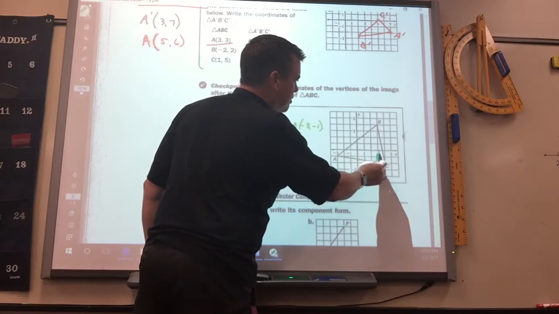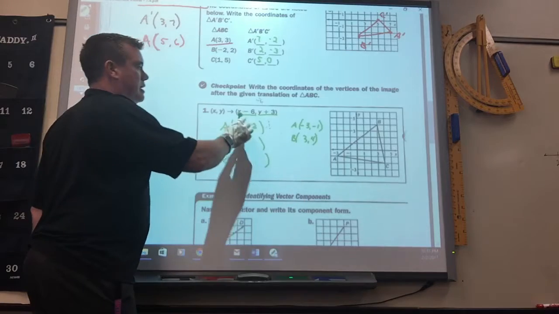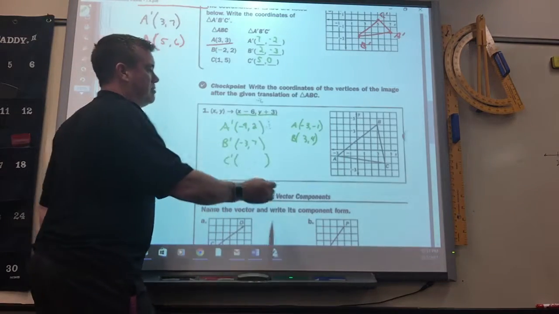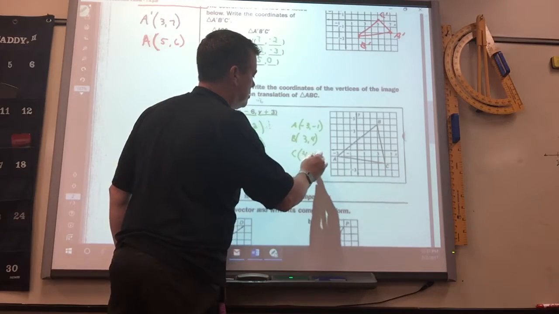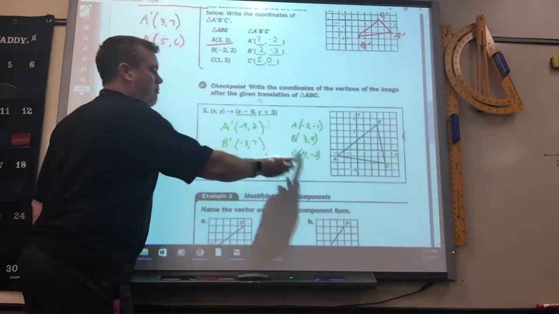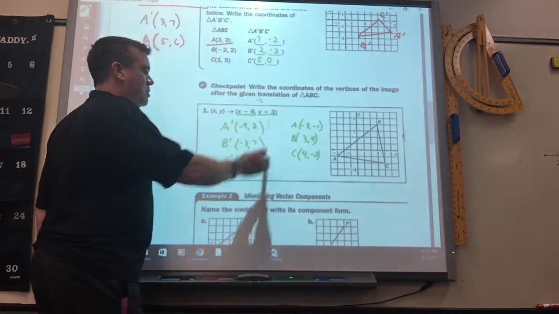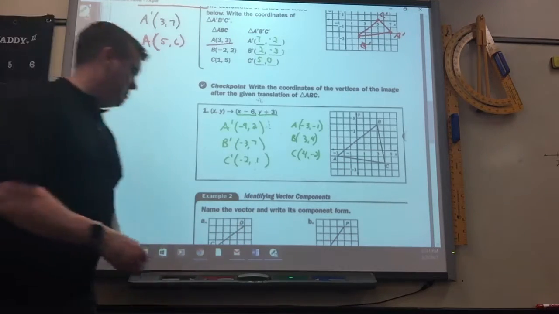B is over 3 and up 4. So 3 take away 6 is negative 3, and 4 plus 3 is 7. And C is over 4, down 2. So 4 minus 6 is negative 2, and negative 2 plus 3 is 1. Everyone got that? All right.